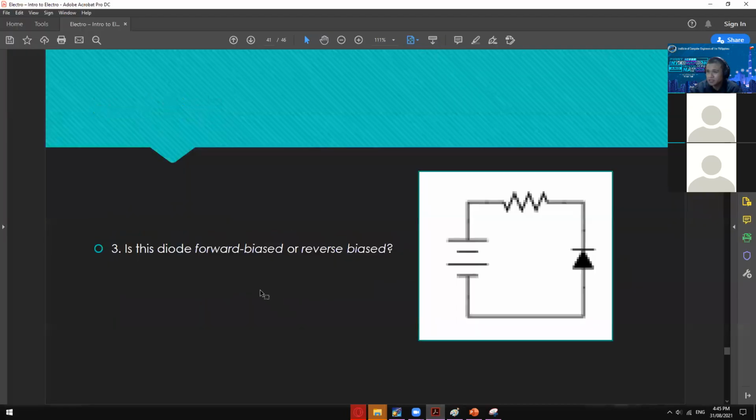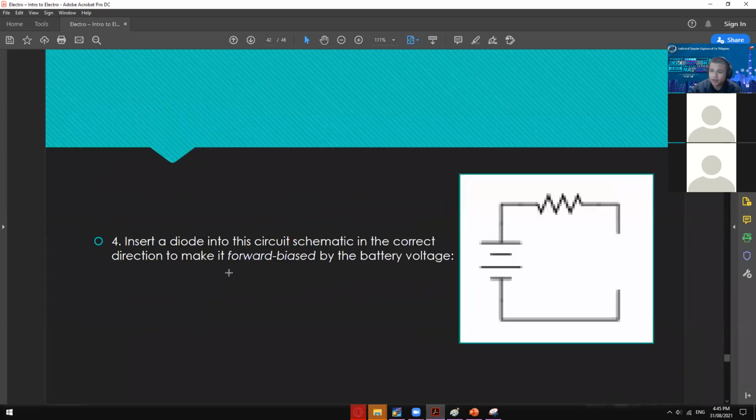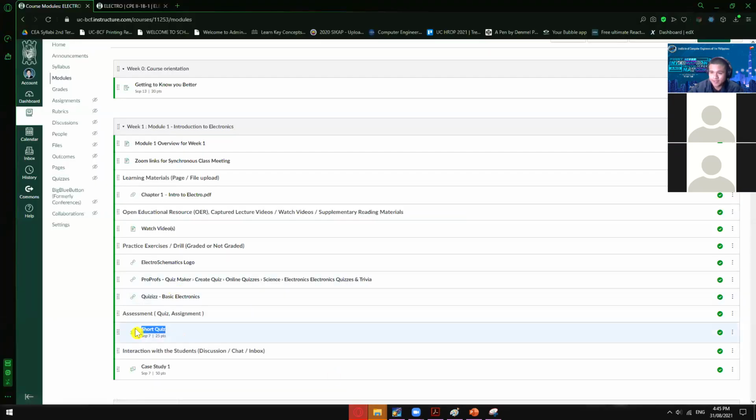Ito, nandito na siya actually. Itong 1 to 4, so parang bonus nyo na to. Sagutin nyo siya para may 25 points na kagad kayo.